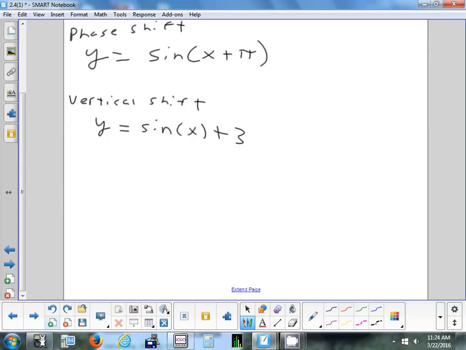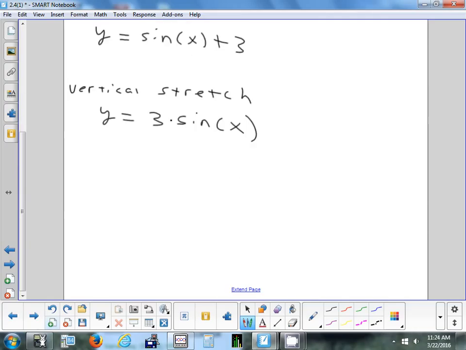So those are shifting. What else can we do? Let's do a vertical stretch. That looks something like this. It's all where you put the number. In this case, with a vertical stretch, you put the number in front. So we're not adding something inside the parentheses. We're not adding something on the end. We're multiplying by a number in front. We're not studying this one today either. Just showing you the different ones we're going to study. And the last one is a period change. That one looks like this.